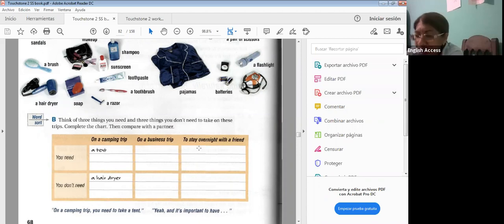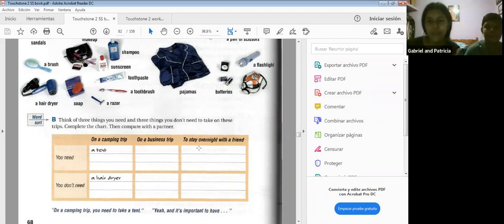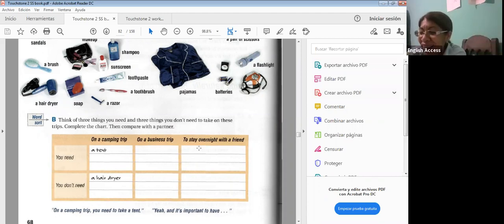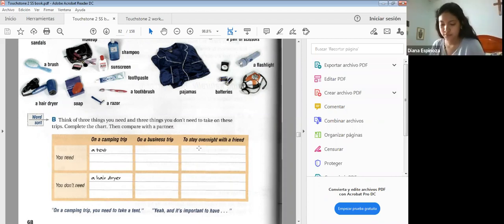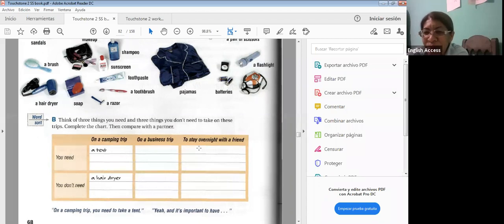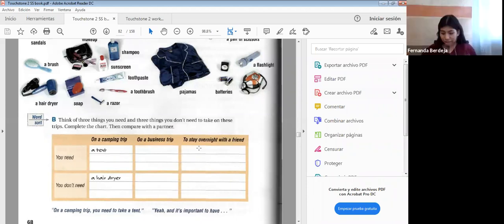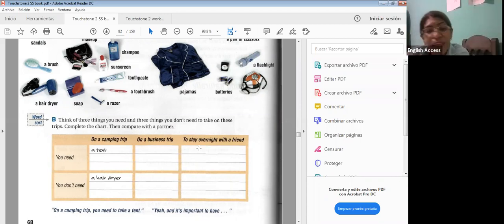Patty, 3 things that you need. Makeup, soap, and sandals. Okay, Diana? Pajamas, a brush, a toothbrush, toothpaste. Okay, Fer? Insect repellent, flashlight, and batteries. Now the opposite, things that you don't need, Gabby.